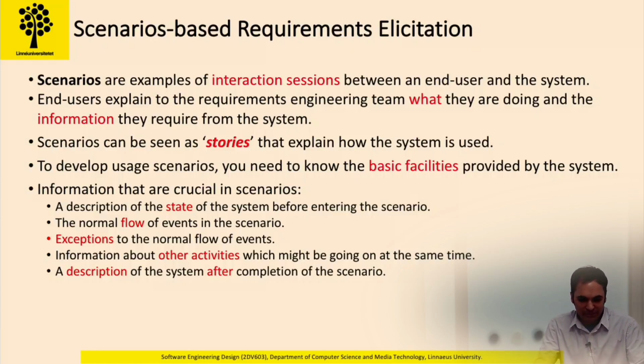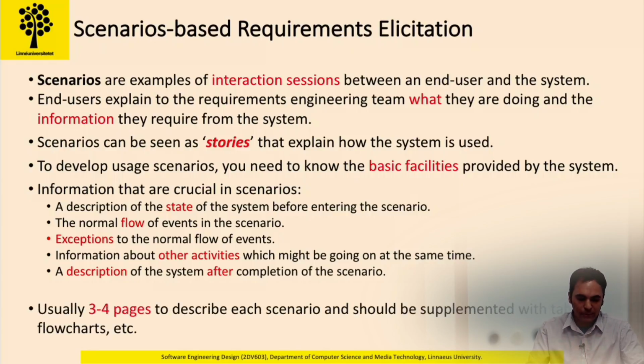Then information about other activities, like if there are any parallel sessions or parallel stories going on, and also the description of the system, that is the post state of the system after the story. So what has been concluded with the story or with the scenario, what we have achieved basically. Usually the stories should be 3 to 4 pages maximum, and can include tables, flowcharts, and other material. So it should not be that long if you are describing your requirements using stories or scenarios.